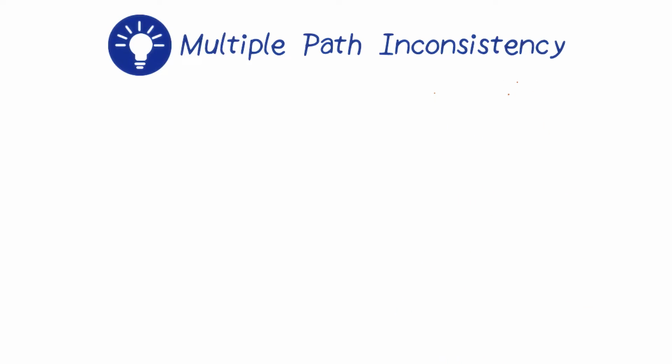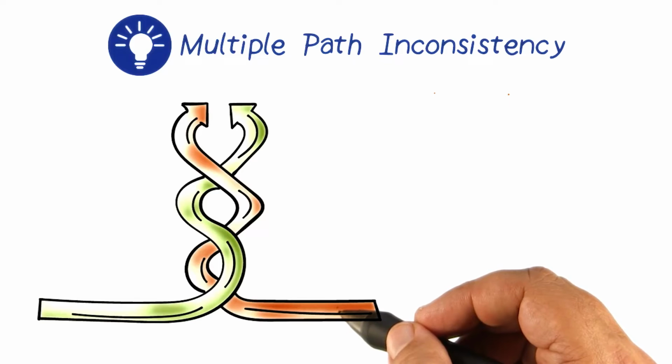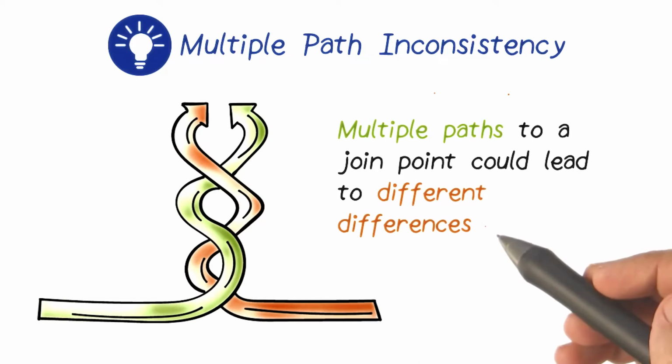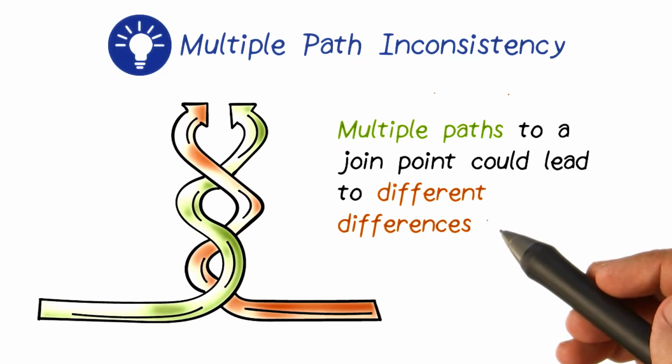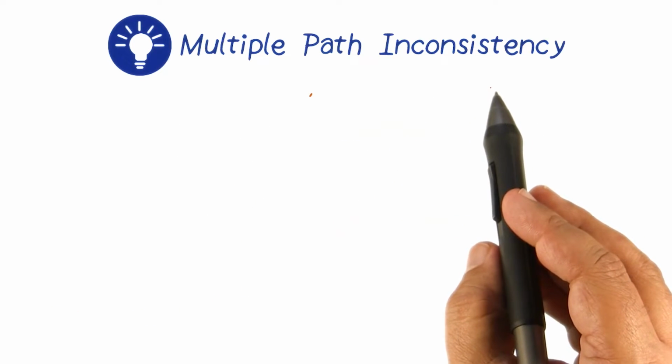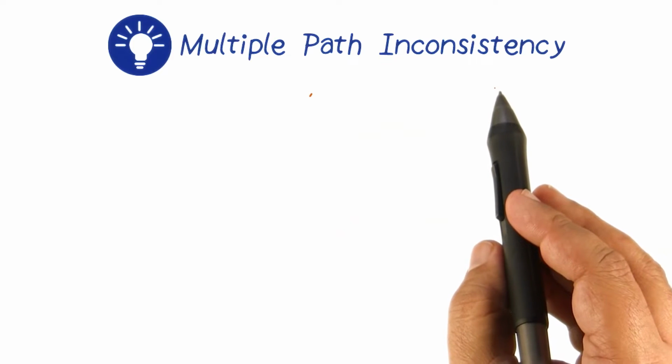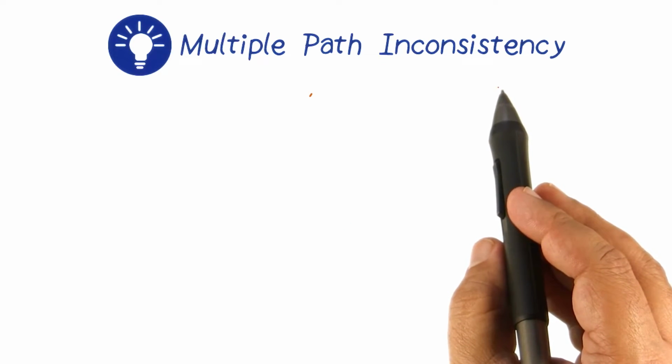One of the first issues that we are going to look at here is called multiple path inconsistency. So what are multiple path inconsistencies? The big issue that we are looking at here is that different paths at a join point, where the control flow paths merge, could lead to different differences. So now let's look at an example of the multiple path inconsistency that I mentioned in the last slide.